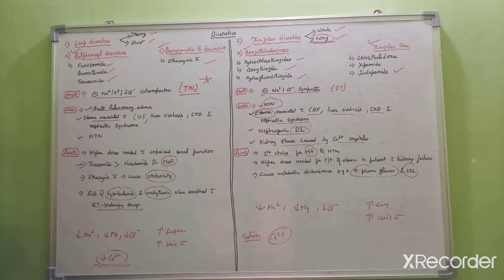High ceiling means that as we increase the dose of the drug, the response of the drug also increases. So this is all about the loops and the thiazides.